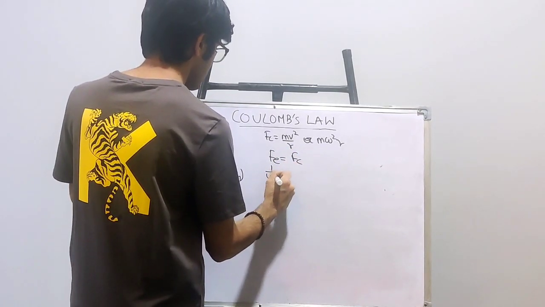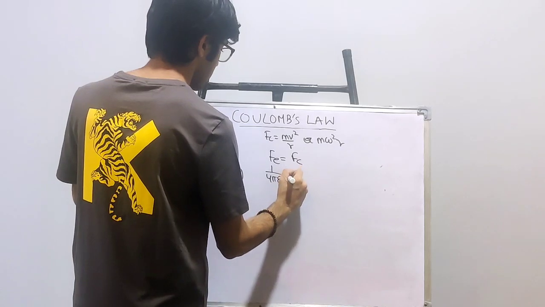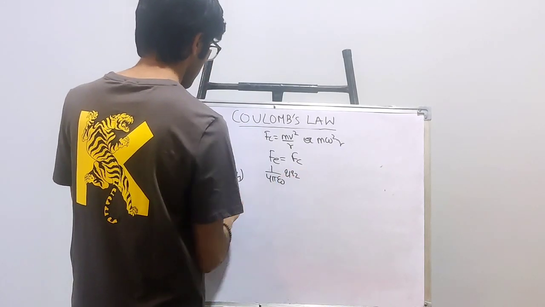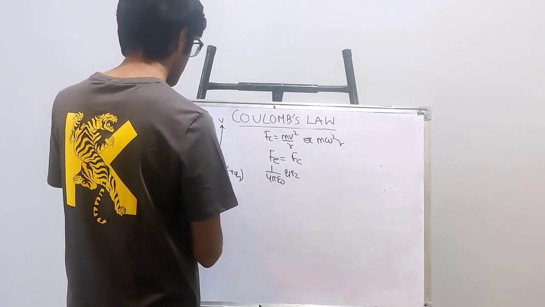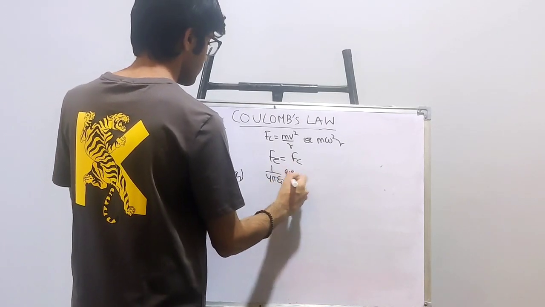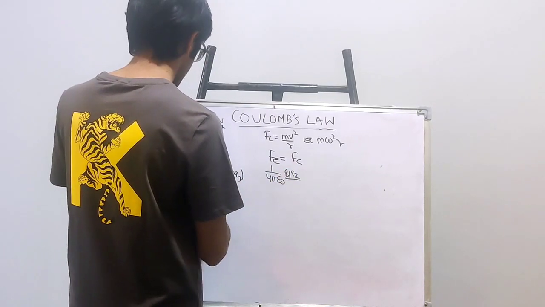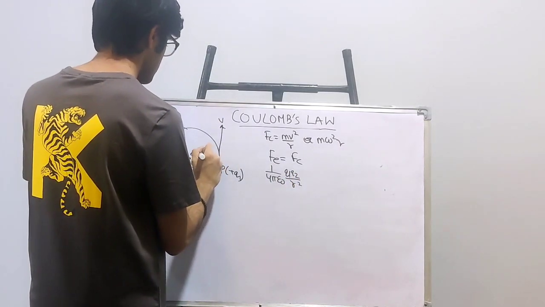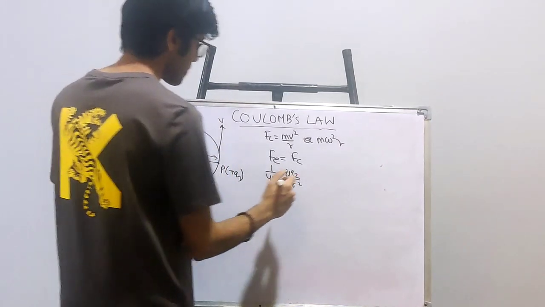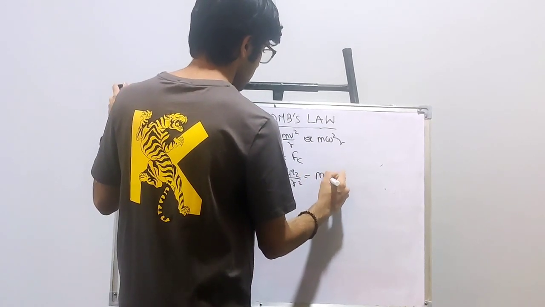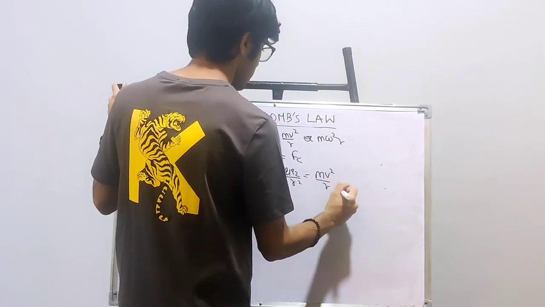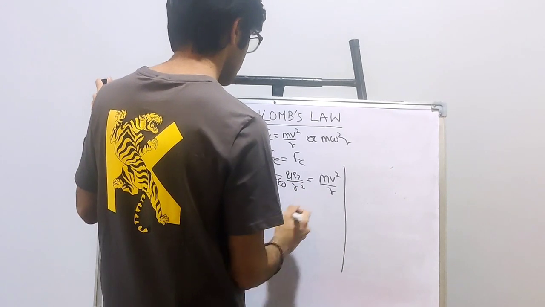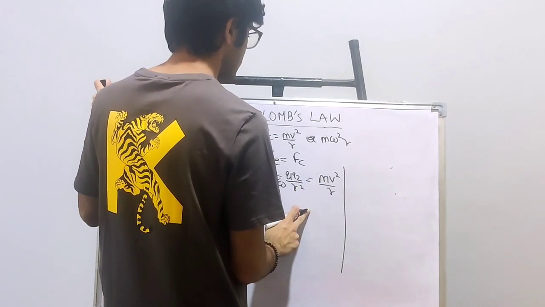So the electrostatic force is 1 upon 4 pi epsilon naught q1 q2 over r square. We are not considering the signs, just taking the magnitude of the charges. Let's say this distance is the radius of the circle r. This is equal to mv square upon r. So from here we can calculate anything.